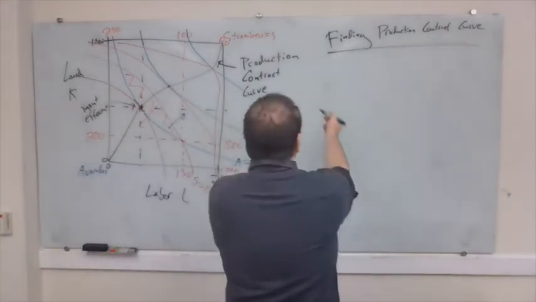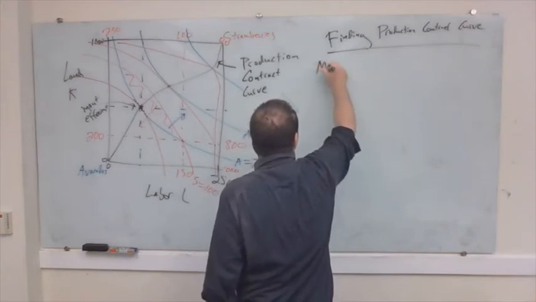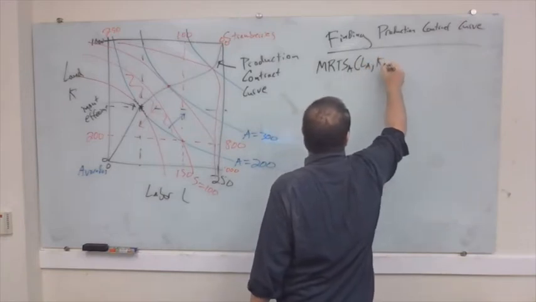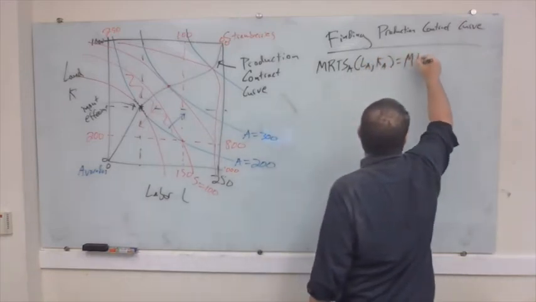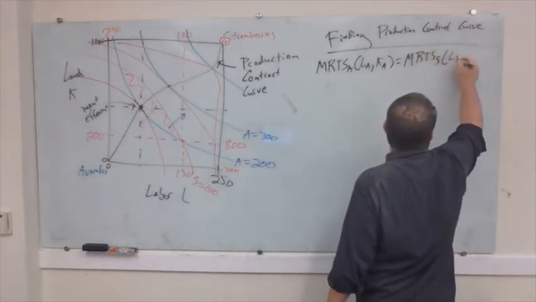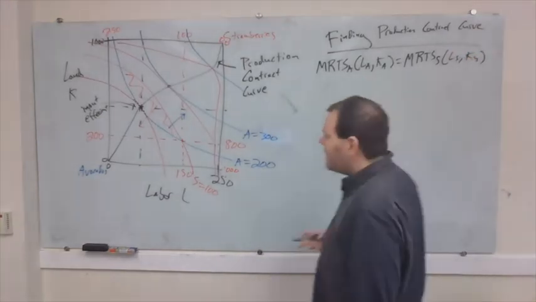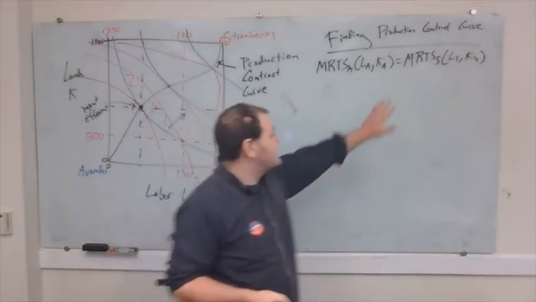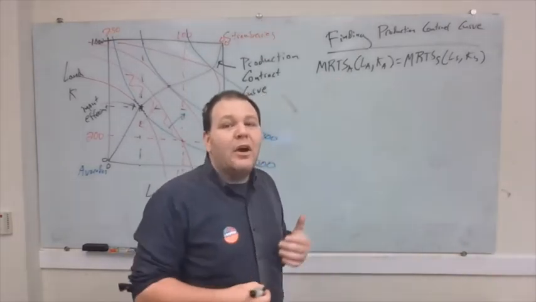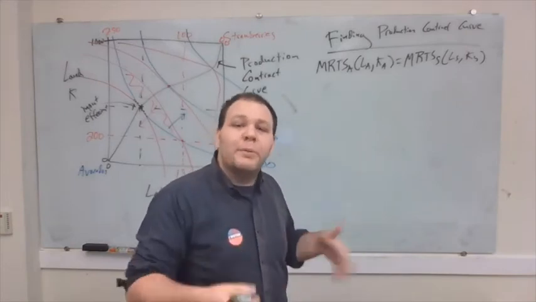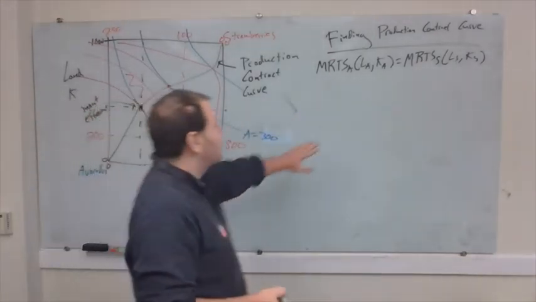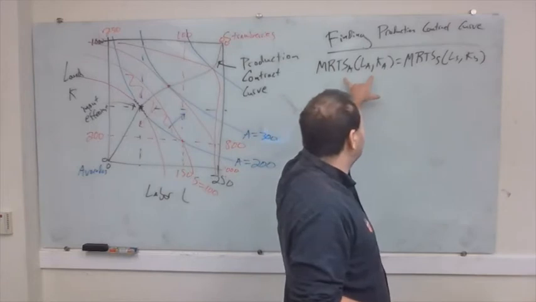In other words, what we need is that our marginal rate of technical substitution, MRTS_A of L_A and K_A, has to equal our marginal rate of technical substitution in the strawberry industry. And if we think about what this is telling us, this actually makes a great deal of sense, because our MRTS is telling us in each industry how many machines would it take to replace a worker. How much capital would it take? How much land would it take to replace each farm worker?